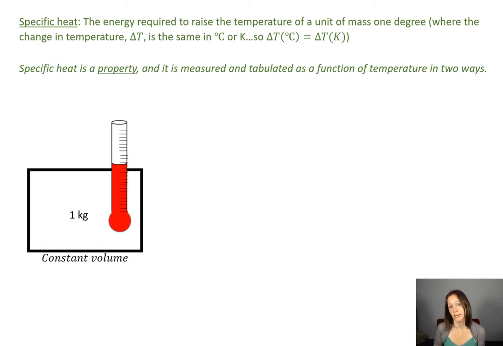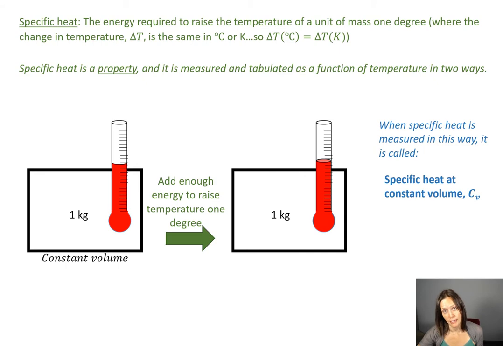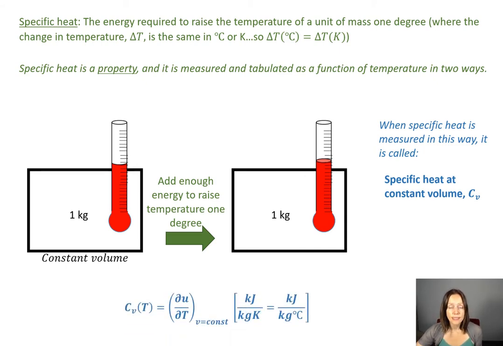Number one, we can take our substance and put it in a rigid tank, so we keep it at constant volume, and then we add enough energy to raise the temperature 1 degree. If we measure it this way, we call it the specific heat at constant volume, CV. CV is defined as the partial derivative of U, internal energy, with respect to temperature. And you can see it written in terms of kilojoules per kilogram K. That's what your book uses.